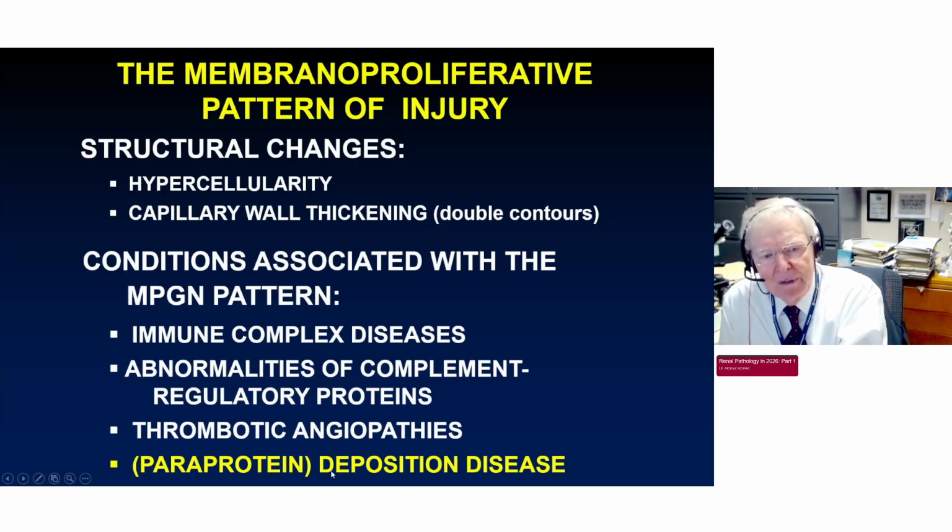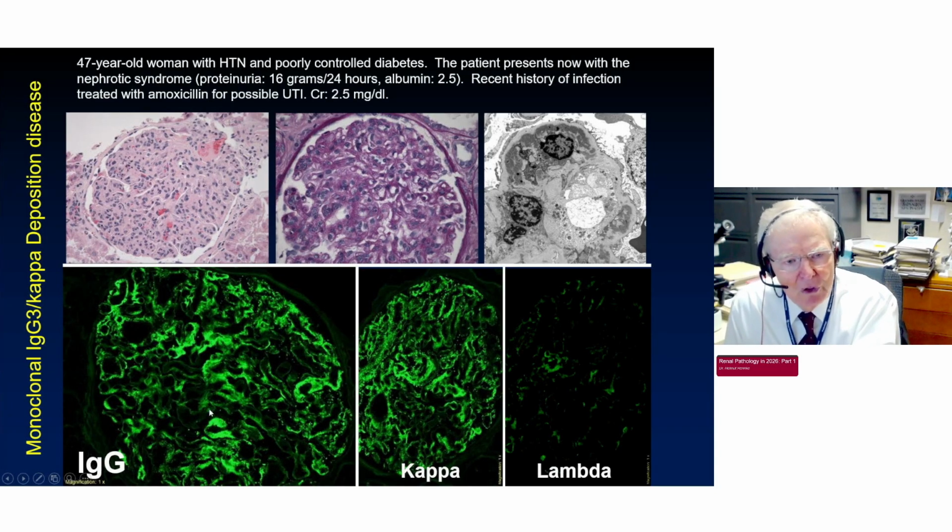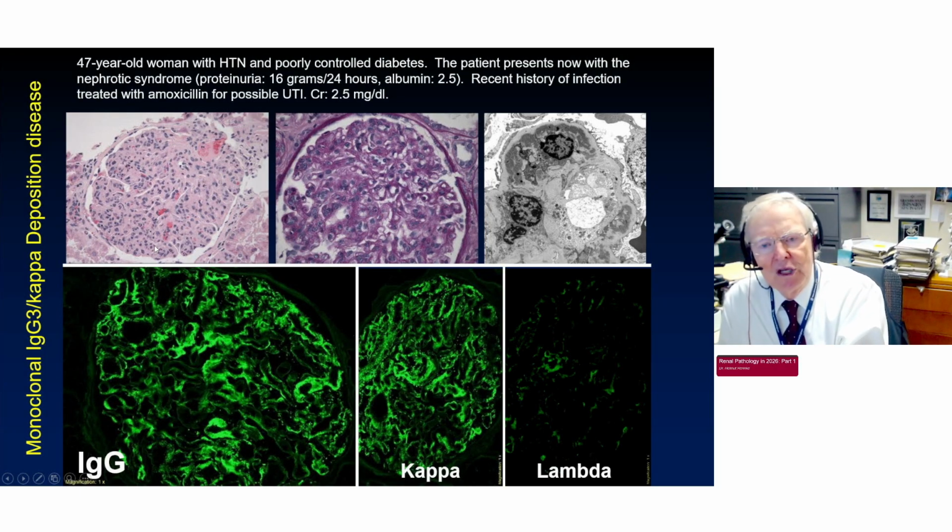The fourth mechanism by which you can get the double contours and the membranoproliferative pattern these days is very important, namely paraprotein deposition diseases. And here you have a case of a diffuse hypercellularity, endocapillary hypercellularity with double contours, lots of subendothelial deposits, but the deposits are positive only for kappa and IgG, but not for lambda. So the entire monoclonal IgG kappa is depositing in the subendothelium, resulting in active inflammation in this case.